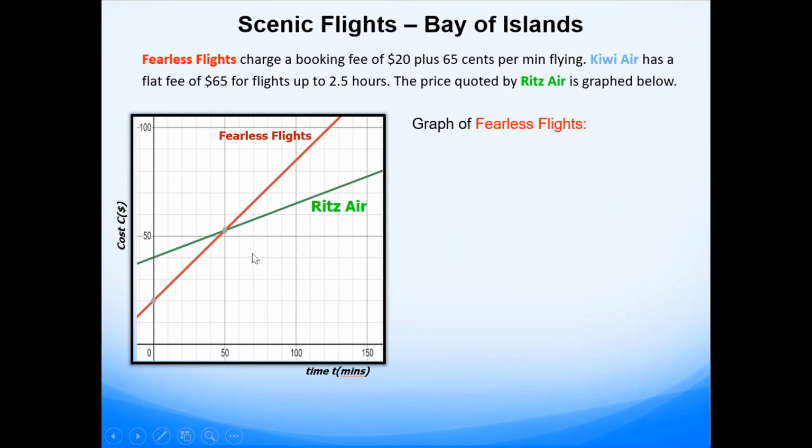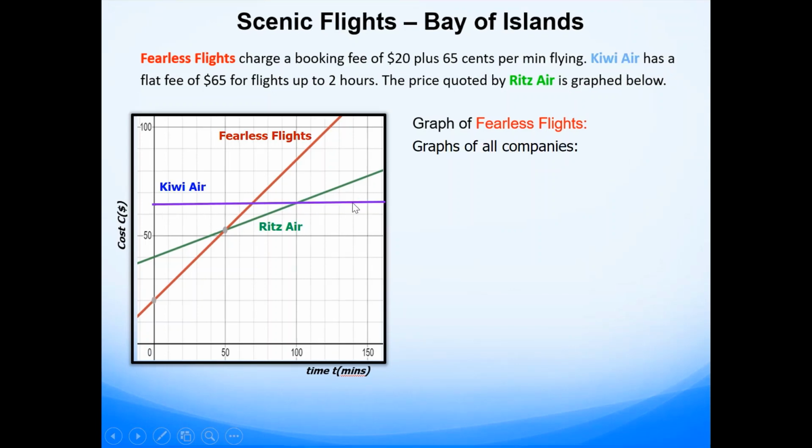Once you've got the two graphs, we'll look at the third company, and the third company is Kiwi Air, and it says charging a flat fee of $65 for flights up to 2.5 hours. So that means the price is not changing, so it is constant for the first 2.5 hours of flight, and the cost is $65. So in this case we'll end up with a horizontal line. So that's the graph for Kiwi Air. Now I've got graphs for all the three companies.